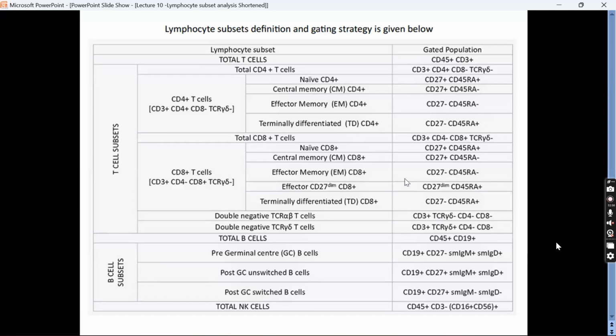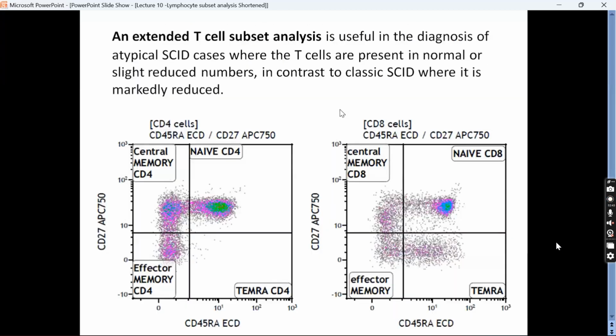I'm not going to go into great detail on this because this is not something which is taught. You have to learn it by yourself. Now you see here, these are CD4 cells.